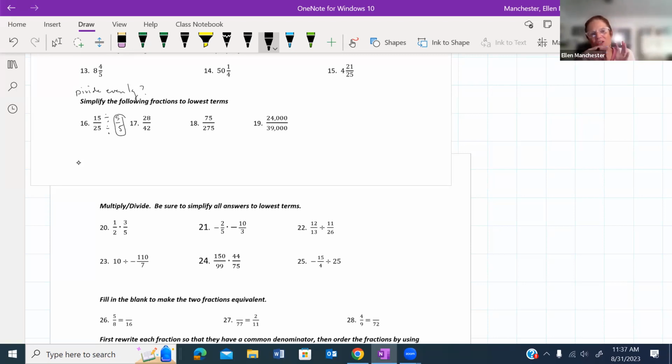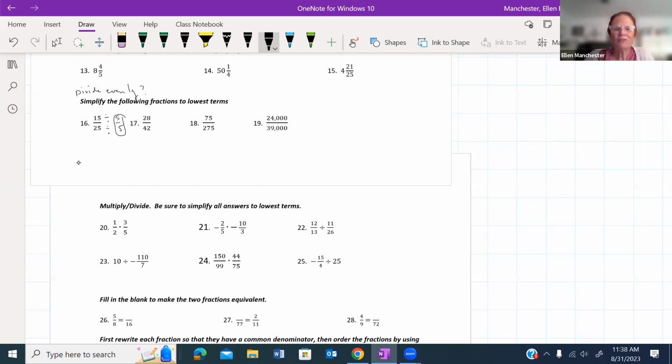So I'm not changing the value of it. I'm just changing how it looks. That's it. I have 2 different names, Robert and Bob. They are the exact same person. Robert is written differently than Bob. Exact same person. 15 over 25 is going to be written differently than my new simplified fraction.